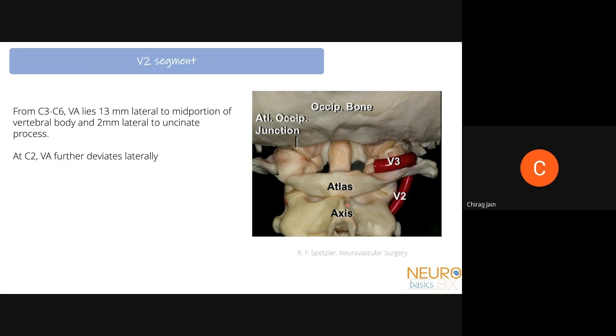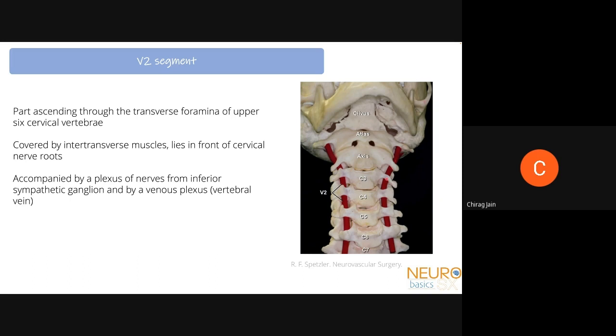The V2 segment is supposed to actually end after entering the transverse foramen of the atlas, but some authors also say that the V2 segment is only up to the C2 transverse foramen, and the part from the C2 transverse foramen upwards is the V3 segment. From C3 to C6, since it is running through the transverse foramina there, it lies about 30 millimeters lateral to the midpoint of the vertebral body and about 2 millimeters lateral to the uncinate process. After, as we can see here, the C3 transverse foramen, it has to run laterally to be able to enter the C2 transverse foramen and even further laterally to be able to enter the C1 transverse foramen.